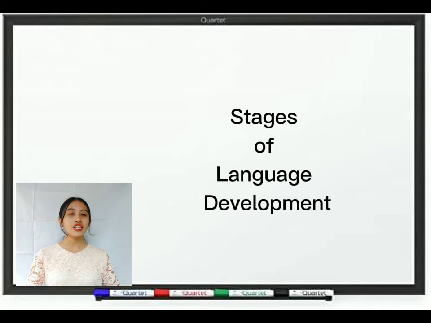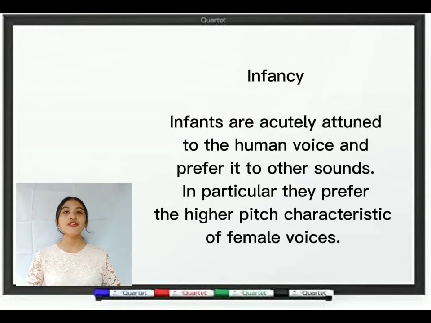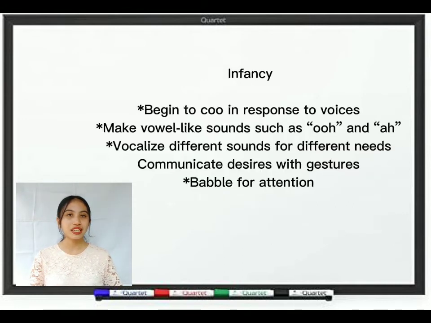Now, here are the stages of language development. Infancy. Infants are acutely attuned to the human voice and prefer it to other sounds. In particular, they prefer the higher pitch characteristic of female voices. They also are very attentive to the human face, especially when the face is talking. Although crying is a child's primary means of communication at birth, language immediately begins to develop via repetition and imitation. The following are the language events that take place in infancy.